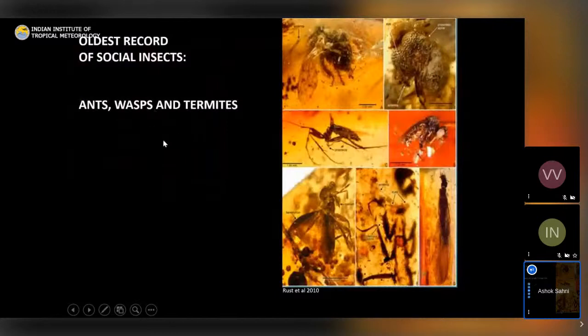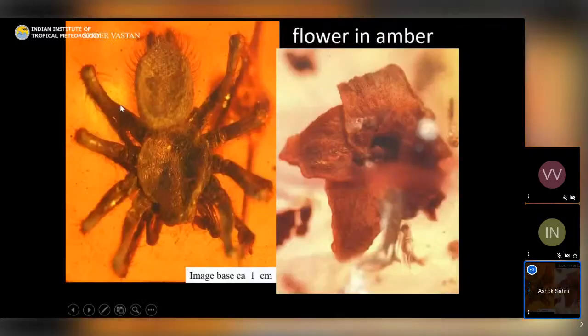But again, from those lignite mines, from amber, it's been possible for several workers to record the oldest record of social insects: ants, wasps, and termites. So these are the oldest record of social insects found in the lignites in amber. And there's some more interesting material. You have spiders. Just see how beautifully they are preserved. And you have some flowers.